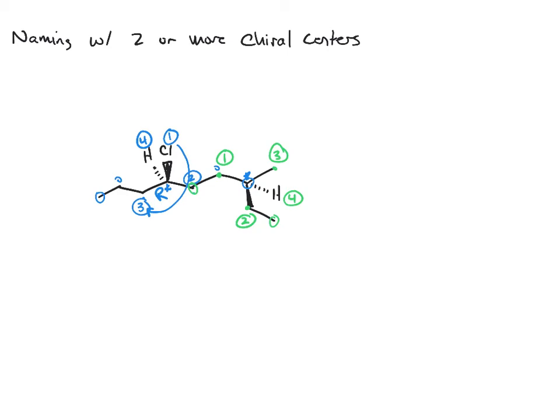Again, 4 is already to the back, so we don't have to change that. Draw an arrow from 1 to 2 to 3. This one's going around to the left, so that's an S configuration. So let's redraw this so it's not such a mess.